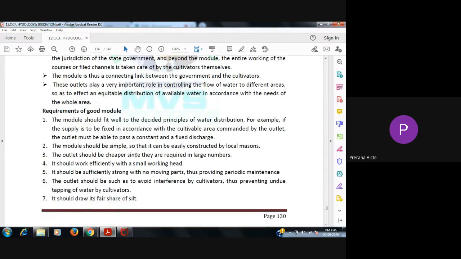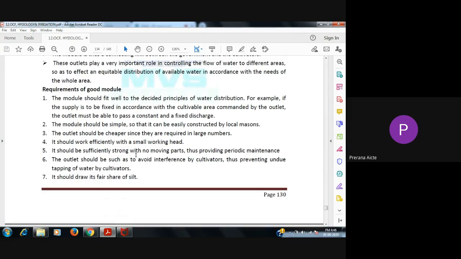So what are the requirements actually? The module should fit well to decide the principles of water distribution. If the supply is to be fixed in accordance with the cultivable area, for example, 10 acres of rice is there, then what are the water requirements according to the crop requirements? Only that you are supposed to supply. So that is mentioned here, in accordance with the cultivable area commanded by the outlet. So the outlet must be able to pass a constant and fixed discharge.